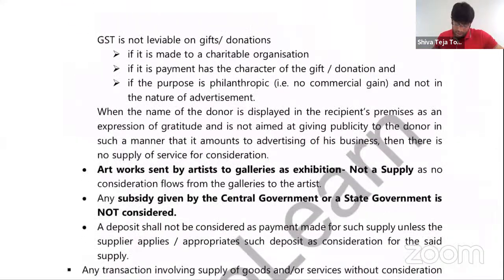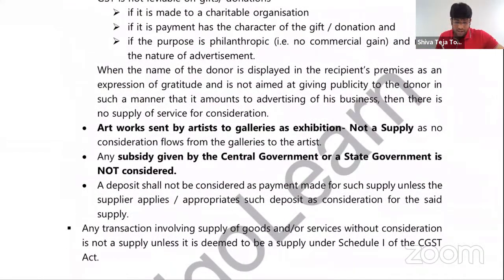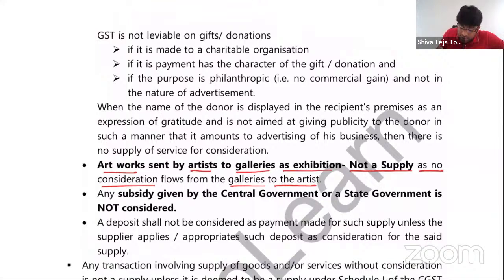Next point. This point you see, my dear friends. Come on, what is this point? Artworks. Artworks, something like a design or some painting or some artistic works. Yes, friends. Artworks sent by the artist to galleries as an exhibition is not a supply, as no consideration flows from the gallery to the artist. Obviously, a very clear-cut point. Whenever any artist is taking some artworks to the gallery, it is not a supply.